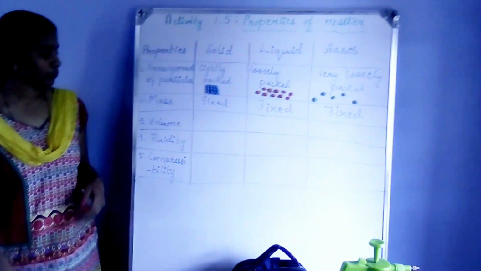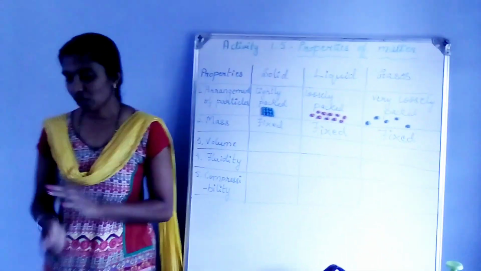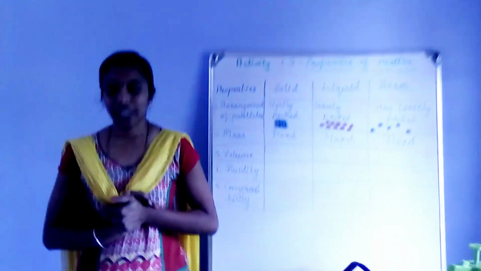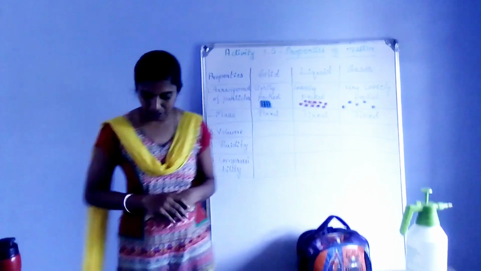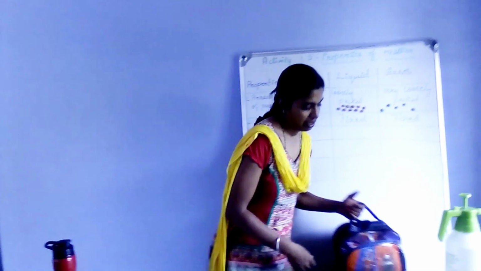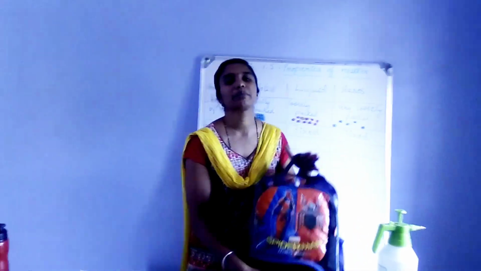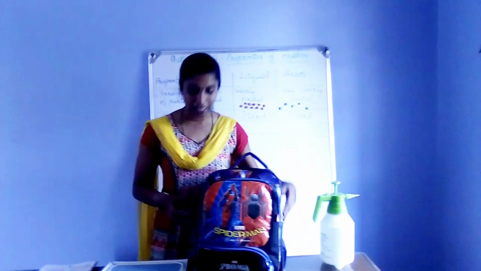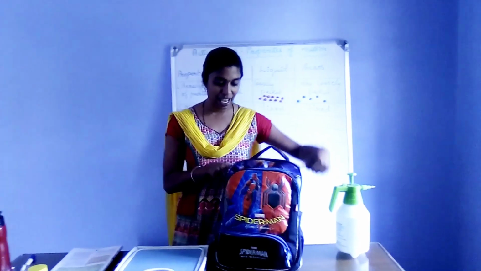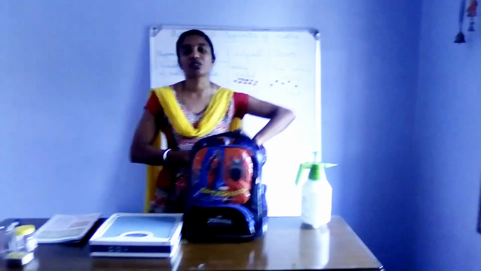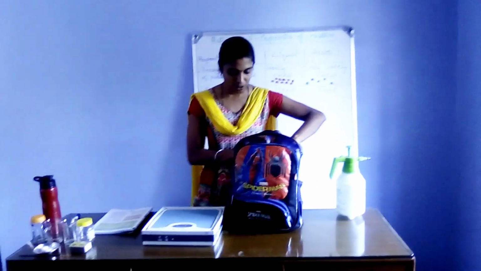Coming to volume. Volume means the space occupied by something. So here I have kept many books. You can see many books I have kept in this. The space occupied by these books is fixed. So solids have fixed volume. The space occupied by this solid overall has a fixed volume.